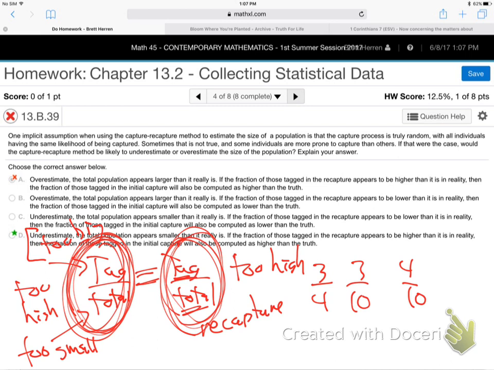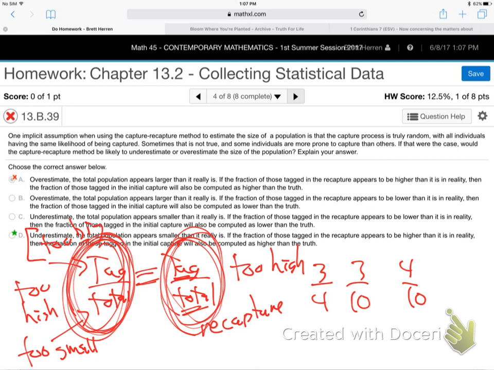Well, that means, oh, I see it, yeah. That means the total fish in the lake is too small. It's an underestimate. Yeah, they're right. I always come to the fact that they're right in the end, but it takes me a while to get there. That's tricky. I'm not going to put that on the test. That's very careful, and it's tricky.